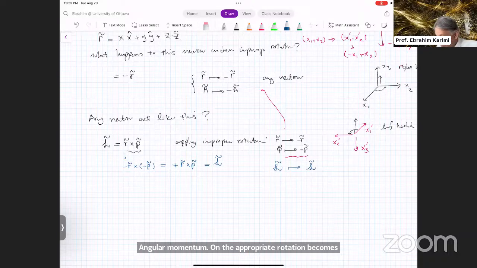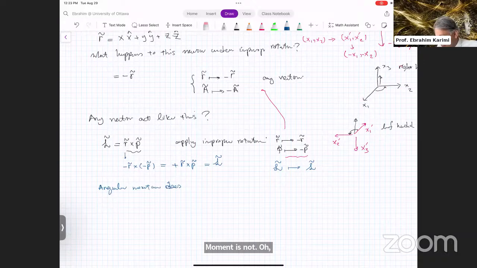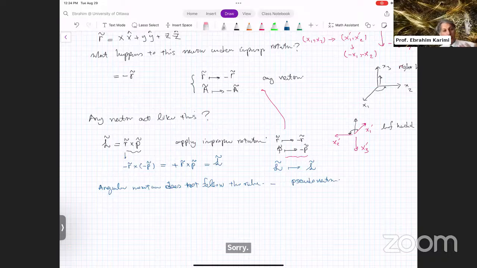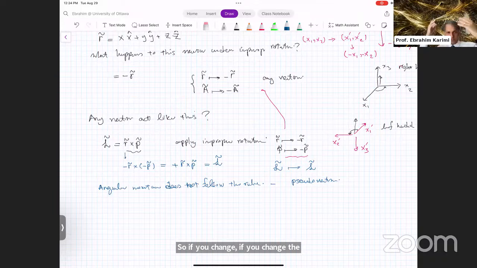So it's the same. So angular momentum does not follow the rule. So we call these kinds of vectors pseudovectors. They have the same property upon a change in the coordinates, but under the improper rotation, they are invariant. So if you change the coordinate, if you look at the mirror images, R becomes minus R and P becomes minus P, you will see the direction of angular momentum is invariant. So it's the same orientation. So we call them pseudovectors.